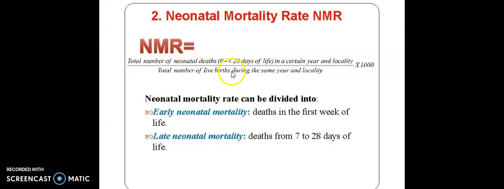Total number of live births during the same year multiplied by 1000. So neonatal mortality rate can be divided into early neonatal deaths in the first week of life and late neonatal mortality deaths from 7 to 28 days.